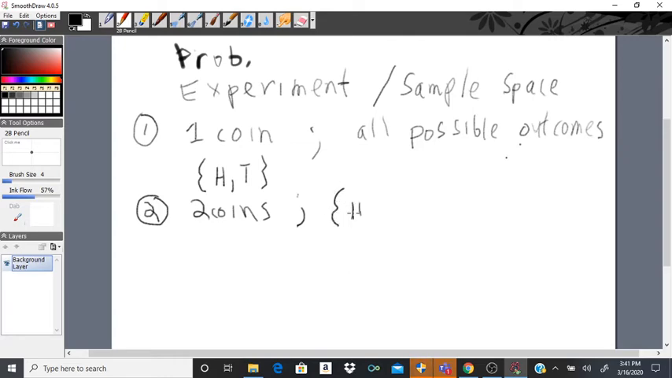You can have both of them being heads. Let's say of the two coins, one is a quarter and one is a dime. Both of them can be heads. Both of them can be tails. One of them, the quarter, let's say, could be heads, and then the dime could be tails. Or the quarter could be tails and the dime could be heads. So there are four possibilities if you threw two coins on the table.